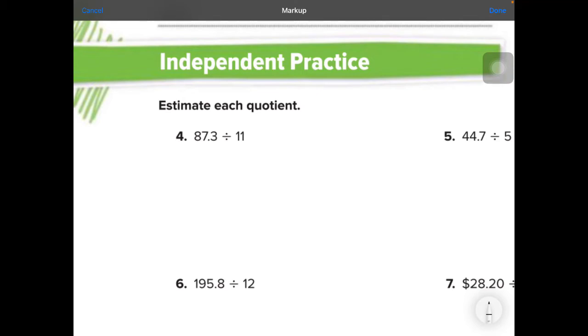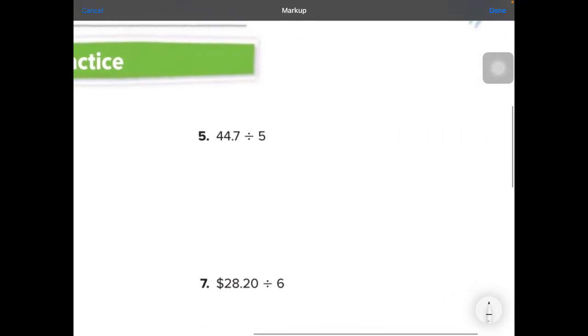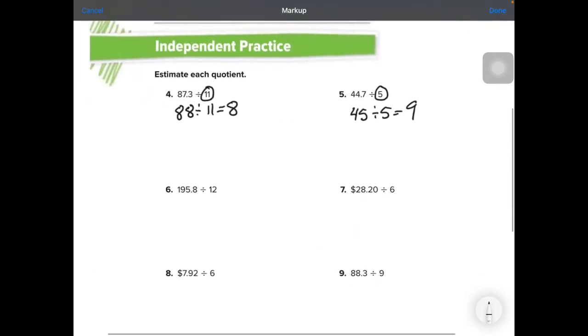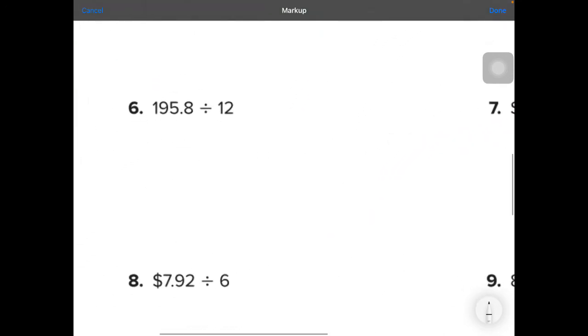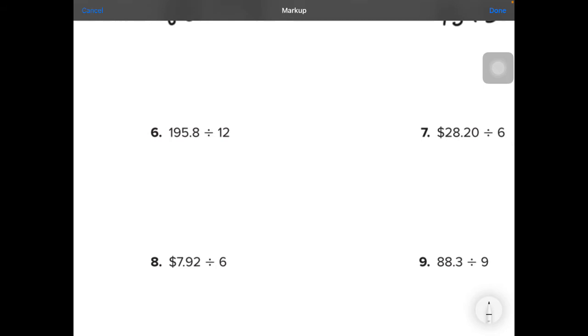Estimate each quotient, and you've got to write your work out of what you're estimating it to. So looking at this 11, think of a number that gets along really well with it. You're right. 88 divided by 11 is 8. Okay, number 5, looking at the divisor, I can see that 45 is a close estimate, and it's very compatible with 5, because then my answer is 9.